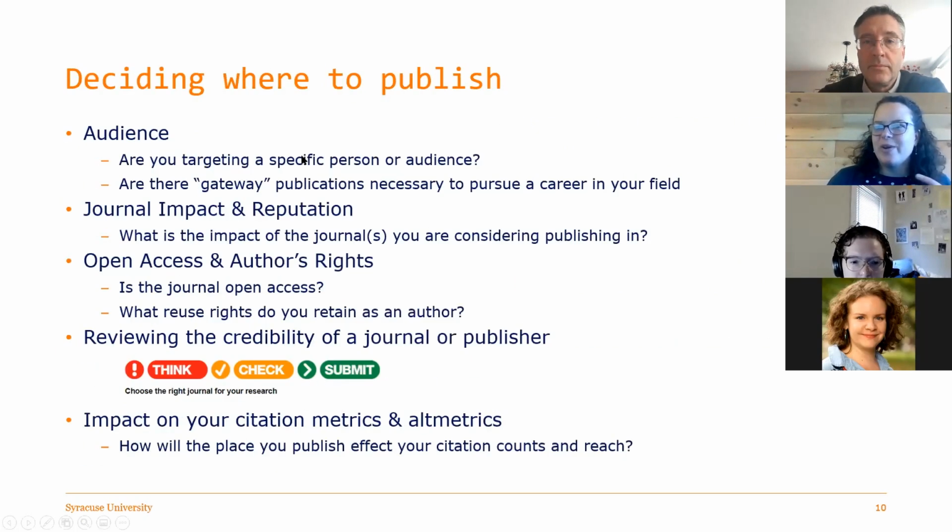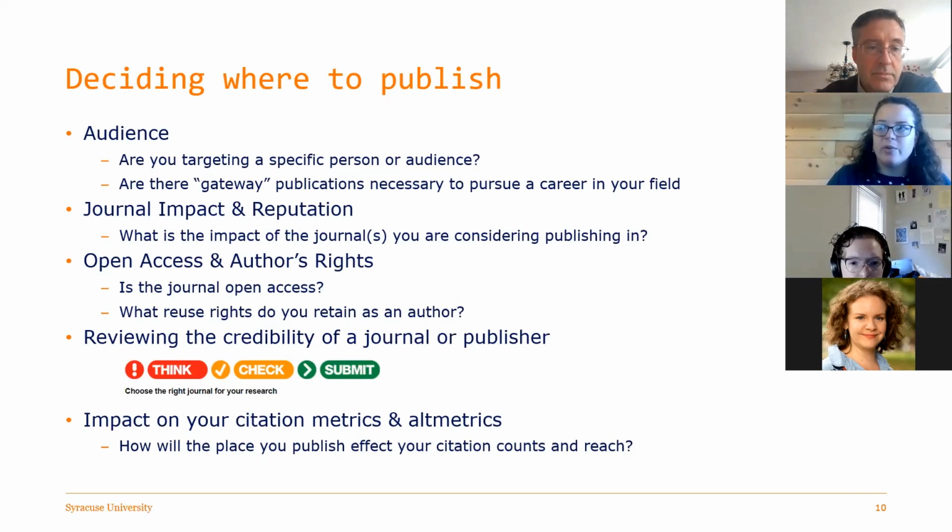Open access and author's rights. This is something we're going to talk about next, I believe, but open access has been known to increase citation counts. The more that people can access your publications, the more it's getting it out there, making it visible. So that's one of the reasons. And then, what kind of reuse rights do you retain as an author? When you're publishing and thinking about these journals, you want to check their copyright and author reuse rights policies before you publish in them, so that you know how you can share it afterwards.